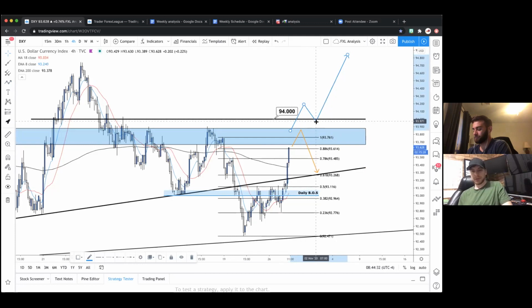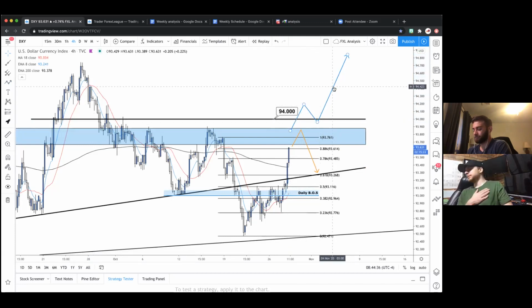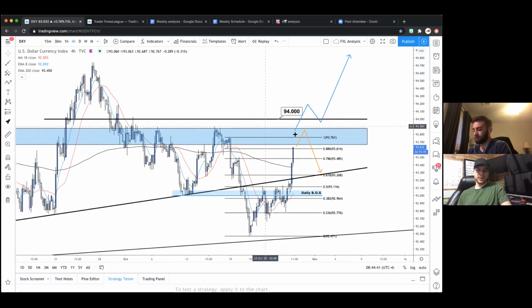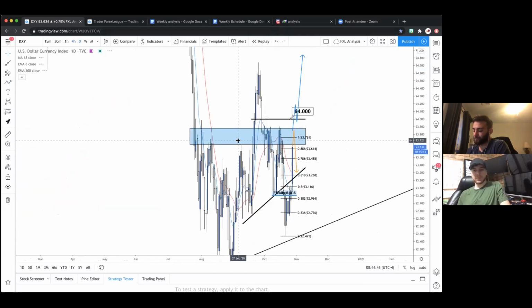Okay, looking for some higher lows outside of 94 to confirm a very strong bullish trend. All right, so this is DXY right now. I mean, there's just so much volume, guys. We really just got to wait to see how this zone reacts. Not much we can do at this moment.